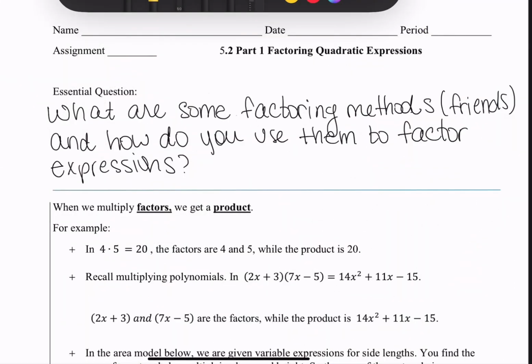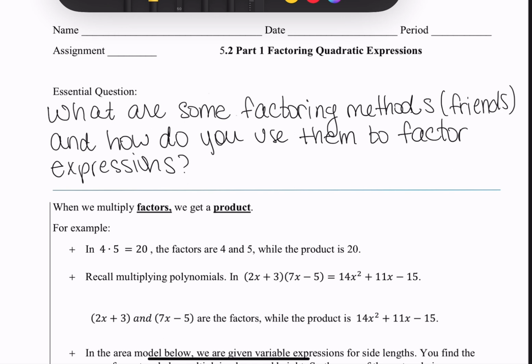I am very excited about today's lesson. In 5.2 part 1, we're going to be factoring quadratic expressions. And today I'm going to give you some factoring friends. So you're going to walk away today with a bunch of friends that are going to help you factor quadratic expressions. So your essential question is, what are some factoring methods?